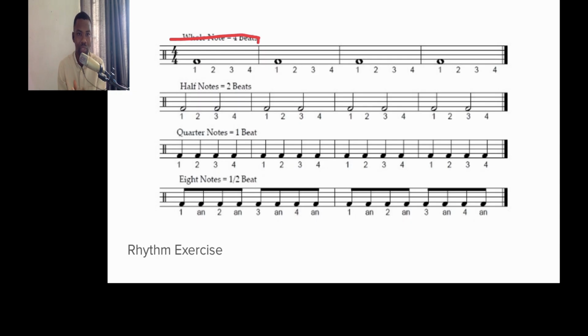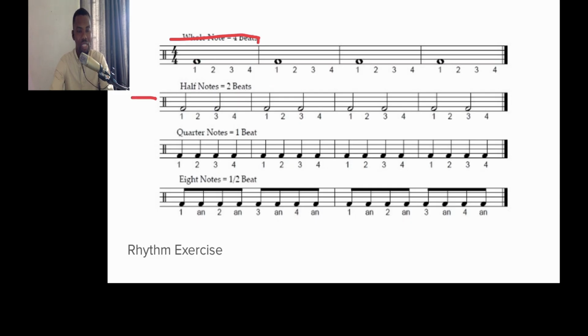So let me clap this bar right here. 1, 2, 3, 4. 1, 2, 3, 4. 1, 2, 3, 4. 1, 2, 3, 4. I just clapped the whole system. All right? And you heard how many claps? 1, 2, 3, 4. All on beat 1.